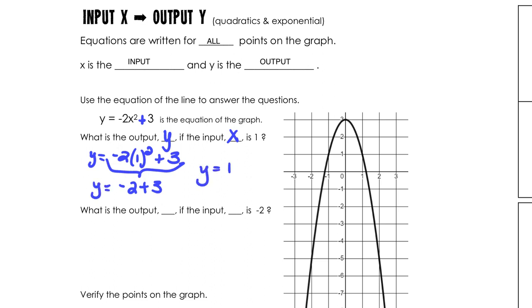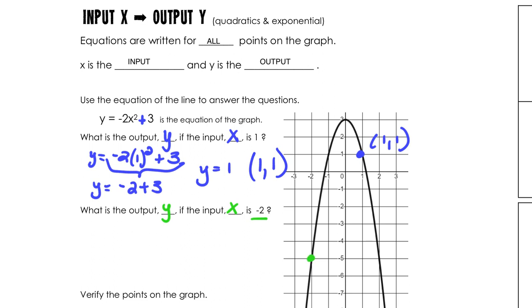So when I go to check this, to verify my point, my input was 1, my output was 1. So when I come here, I have 1, 1. Let's try the next one. Same idea. I have an output y with an input of x. So my x is -2. Let's go to the graph first. If I go to -2 here, I should have an output of -5. So let's check that.